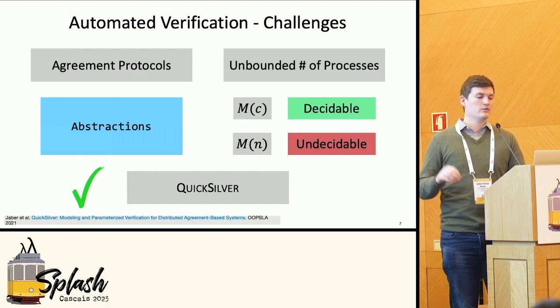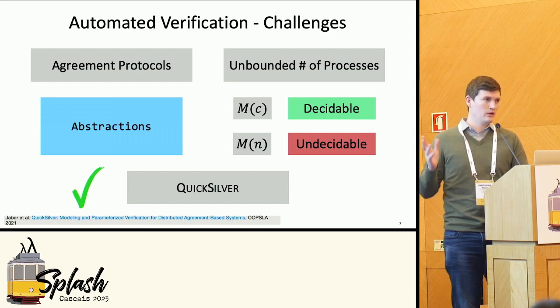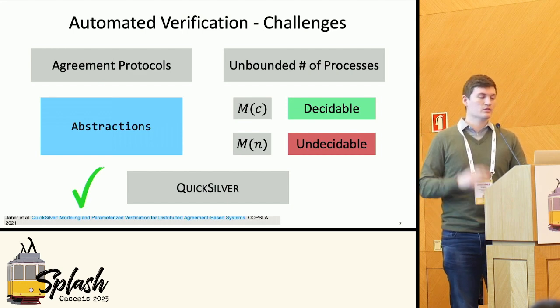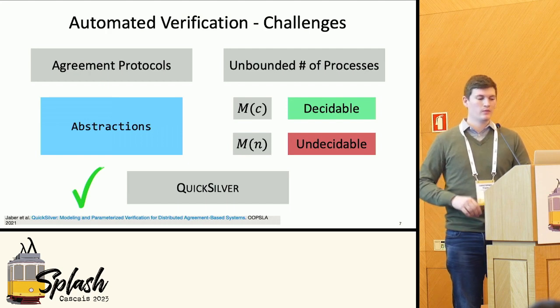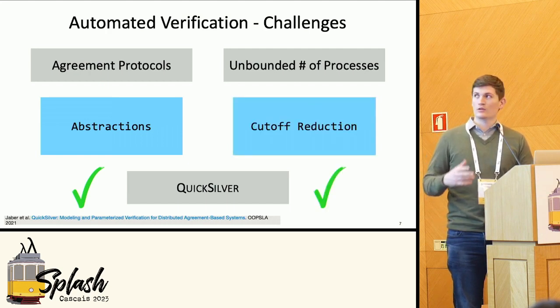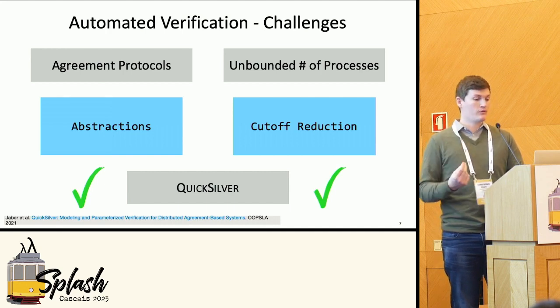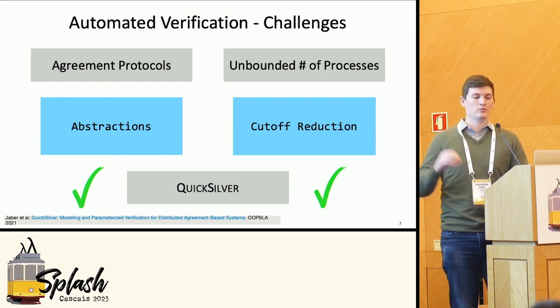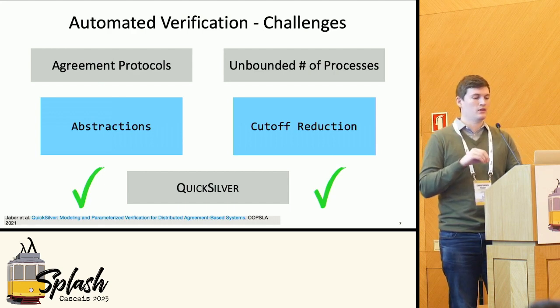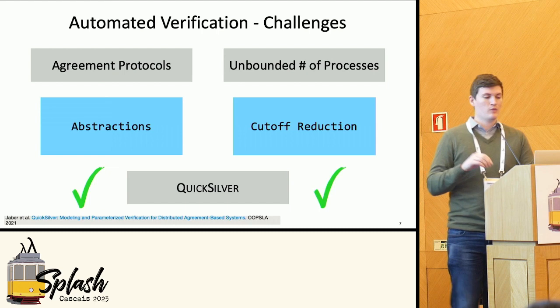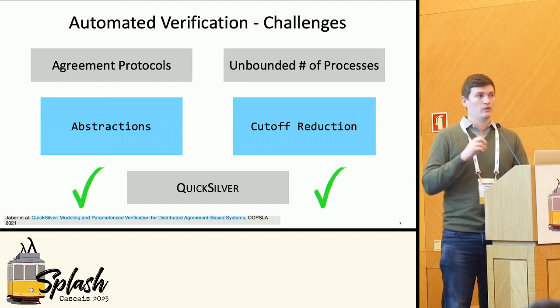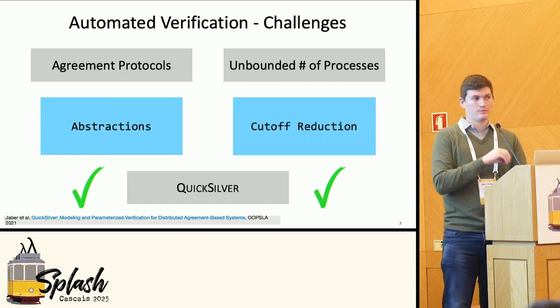Quicksilver allows agreement protocols to be abstracted away using language-level primitives in a modeling language. And it also handles parameterized verification by implementing a cutoff reduction, which basically enables parameterized safety verification of certain types of protocols by model checking their instantiation with a finite number of processes.